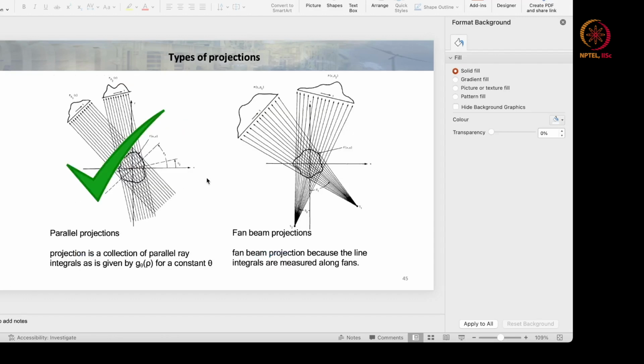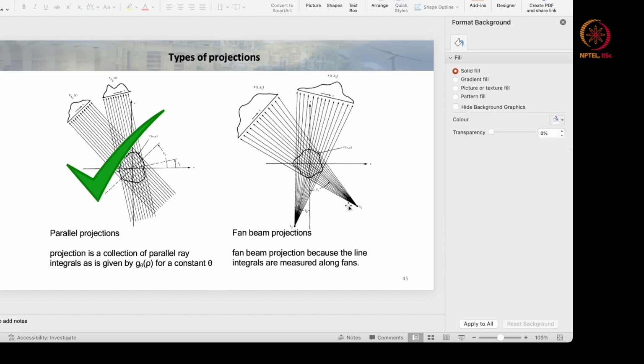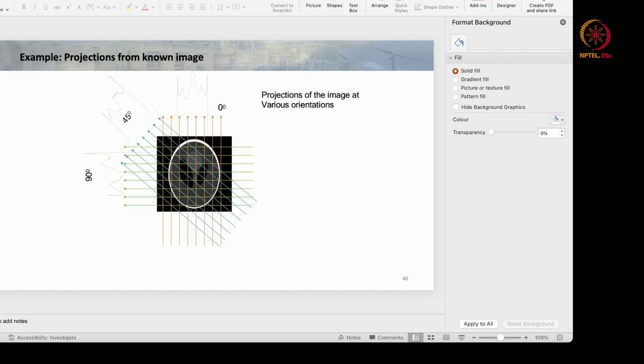Now this can be done with different types of projections. This is the parallel beam projection. These are at different angles, as you can see, so theta 1 and theta 2. Parallel projections are given as parallel integrals, as given by g(rho, theta) for a constant theta. Then you can also do fan beam projections, where the rays fan out because the line integrals are measured along the fans. This can also be done, but it is preferable to use parallel projections in the cases I'm concerned about.